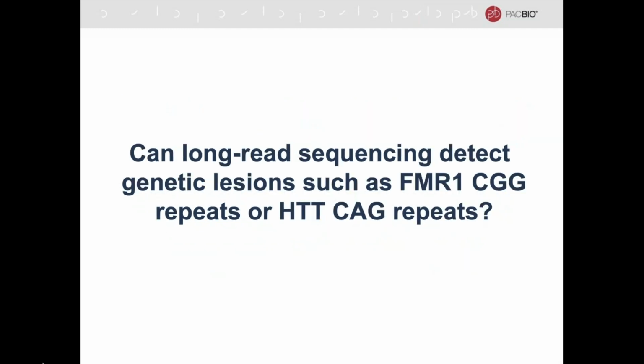All right. So our next question is, can long-read sequencing detect genetic lesions such as FMR1 CGG repeats or HTT CAG repeats? So I'm going to give this one to Melissa. I know she's done some work on both of these repeat regions. Yeah, so the short answer is yes, and actually I've done work on this with Olga. So this is a long-standing collaboration.